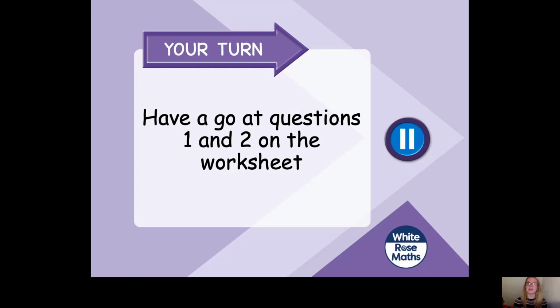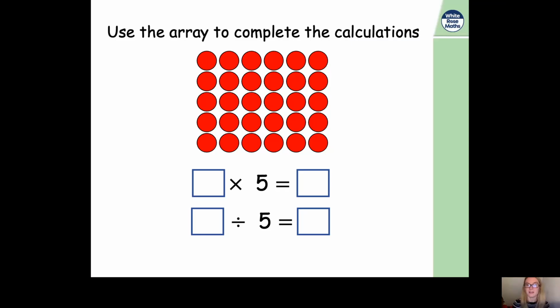Okay, Year 2, so let's carry on with today's lesson. Well, here we have an array, okay? And we would like to complete the calculations. Now, remember, an array has columns and it also has rows. So columns go down and the rows go across. So what multiplication number sentence could I write for this array?